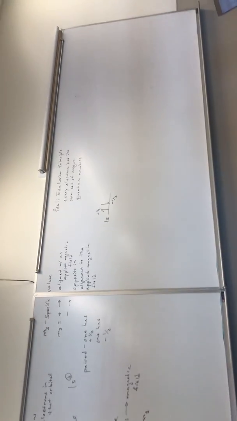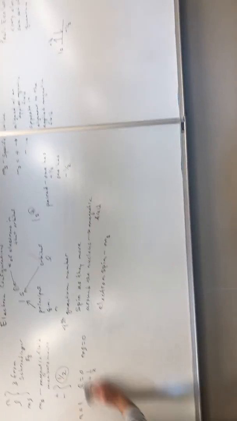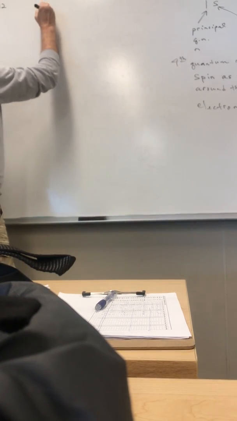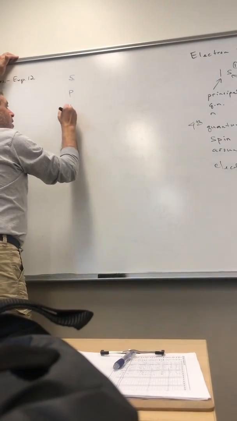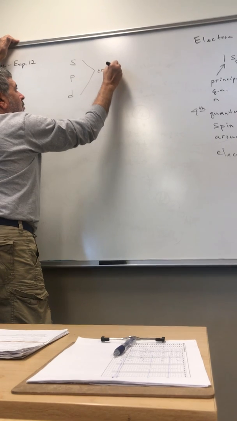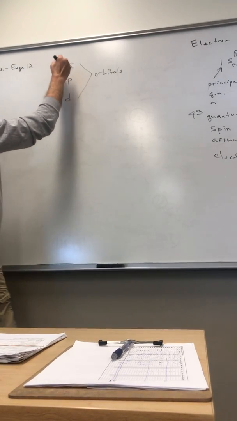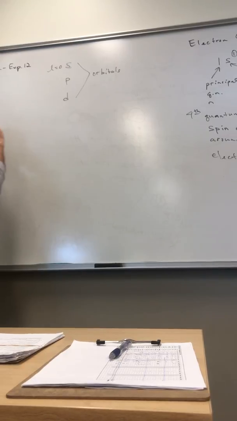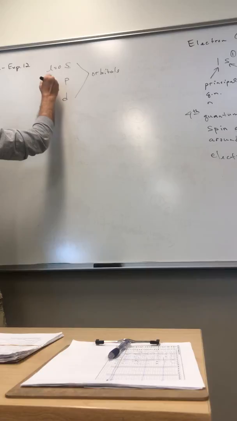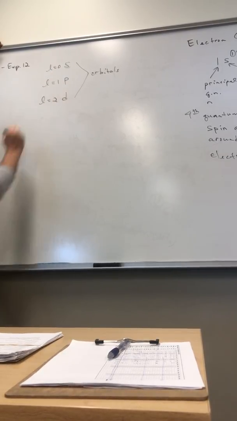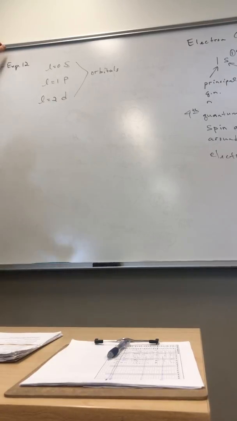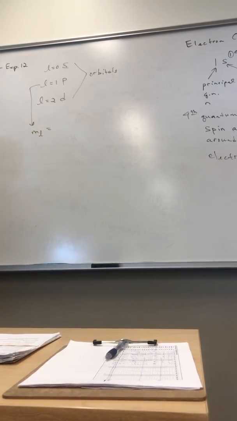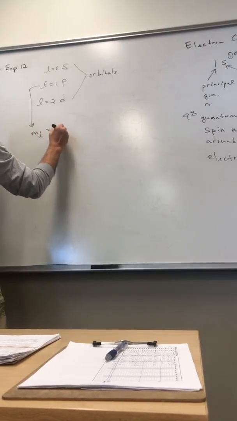All right, so let's talk about how many. So we're going to talk about the S, P, and D orbitals. So we said that this is L equals 0, right? And we said that this is L equals 1, and this is L equals 2. So now let's take these and write the M sub L values for L equals 1. What would they be? Negative 1, 0, 1. Minus 1, 0, and plus 1.